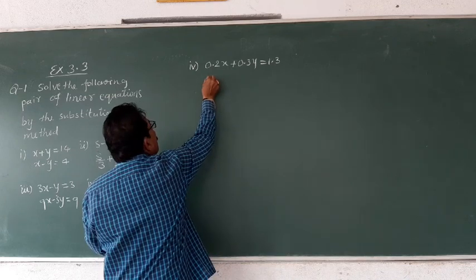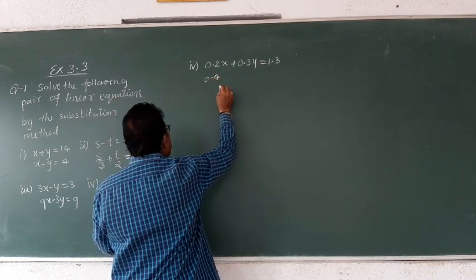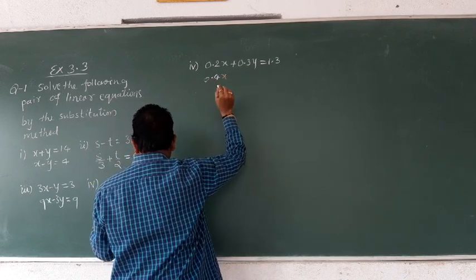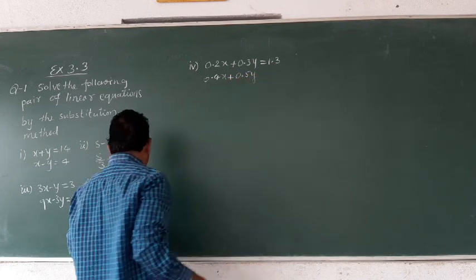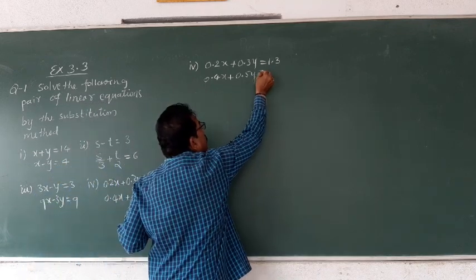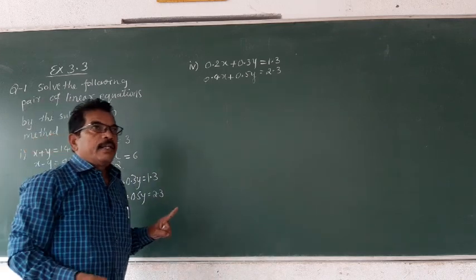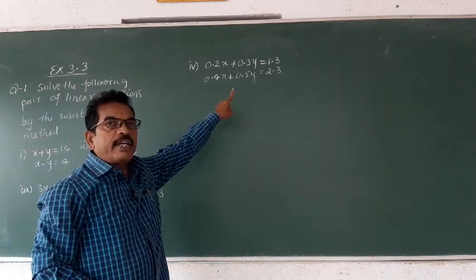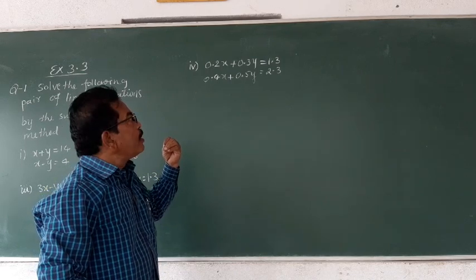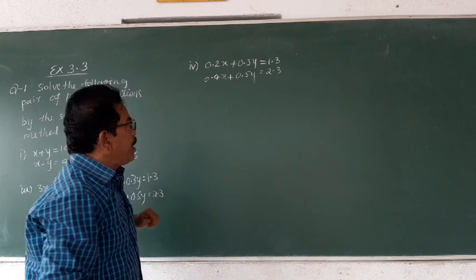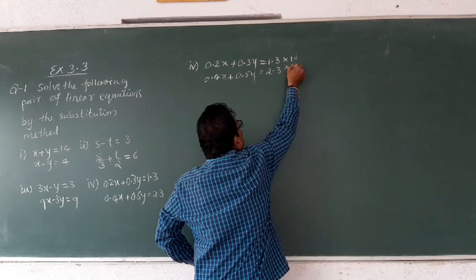Second one, 0.4x plus 0.5y equals 2.3. The pair of linear equations are in decimal form, so let us convert them into non-decimal form. That means we have to multiply both equations by 10.